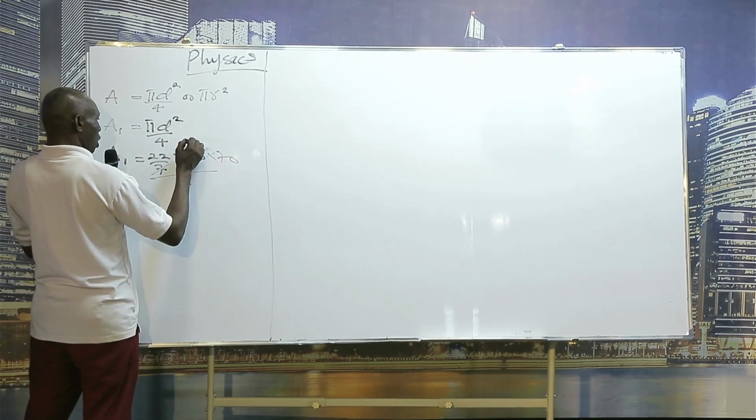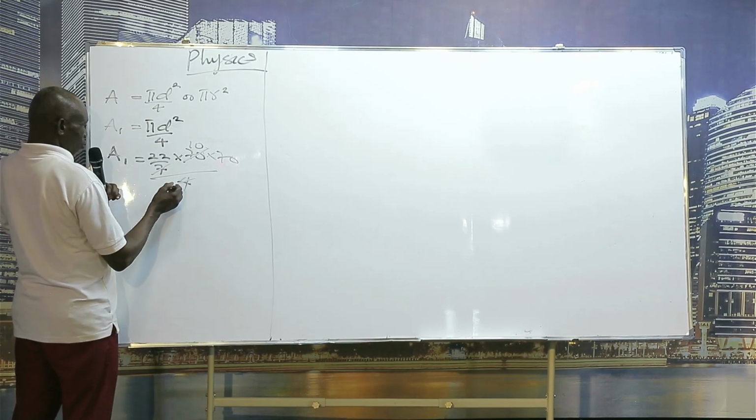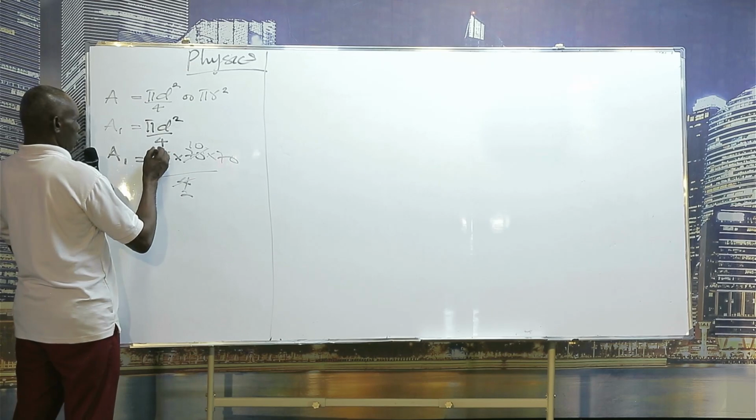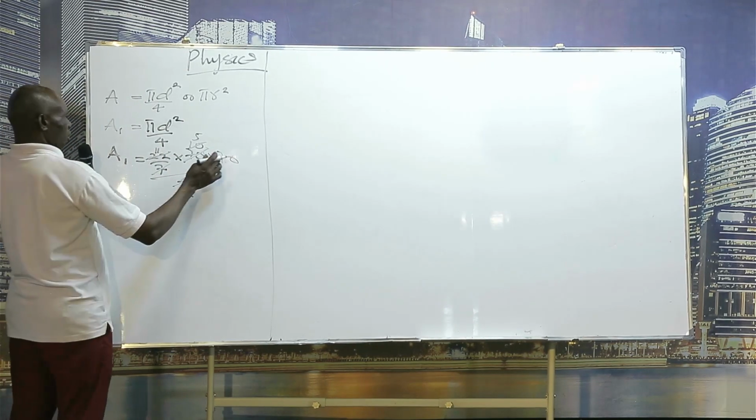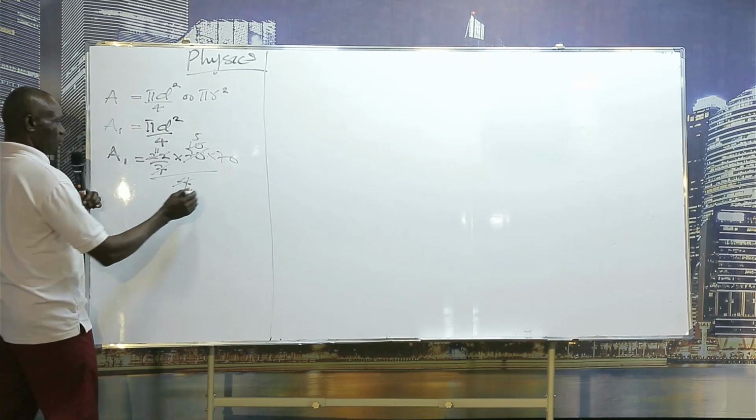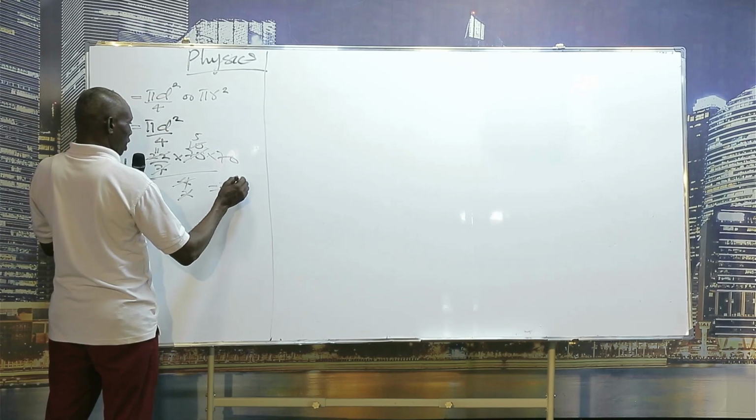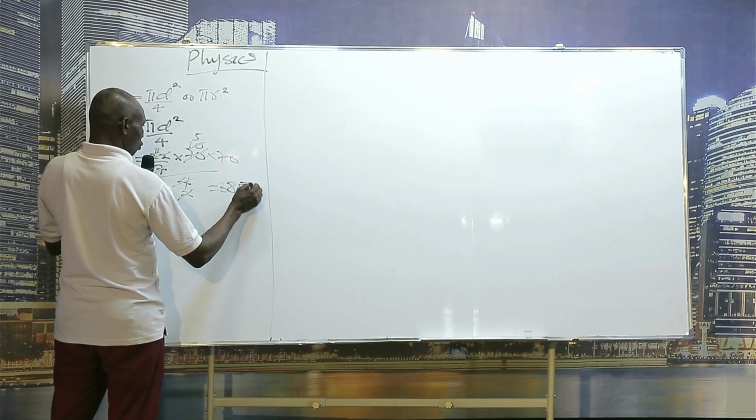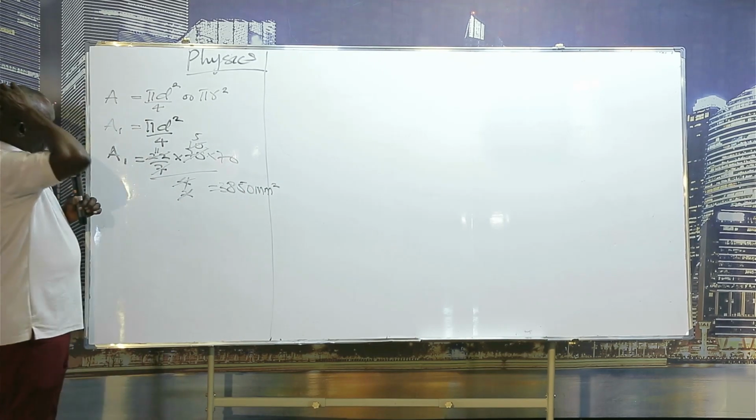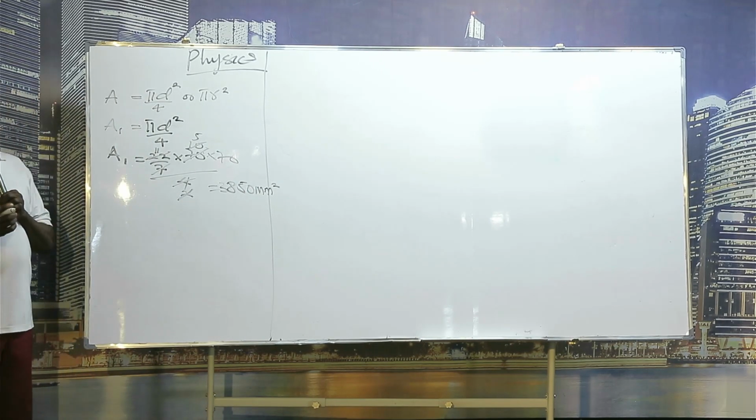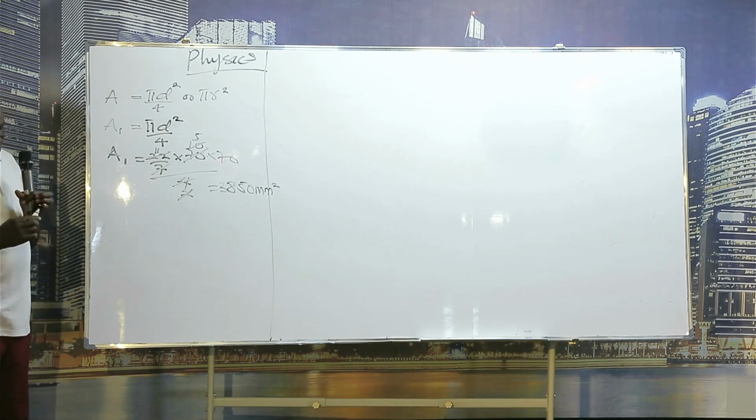This, we cancel to 10 directly. 2 here to 2, 2 here to 1. So 70 times 5 times 11 will give you 3,850 millimeter squared area. That is A1. This is just part of the mathematics.